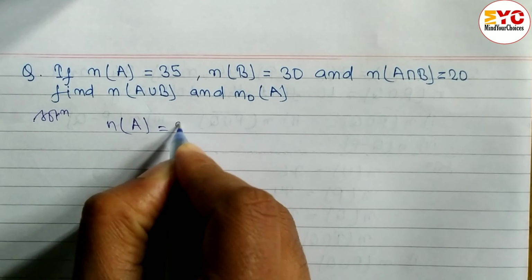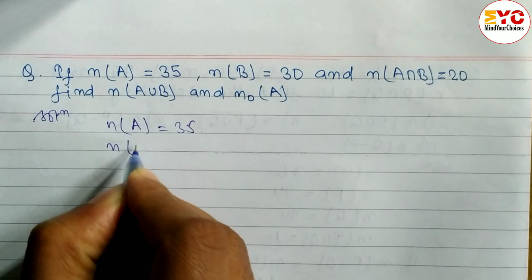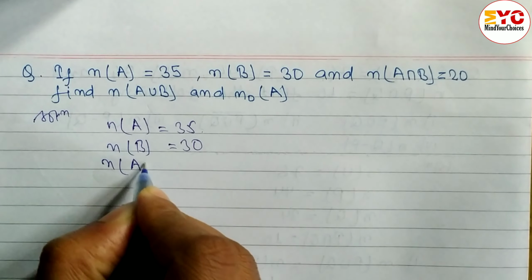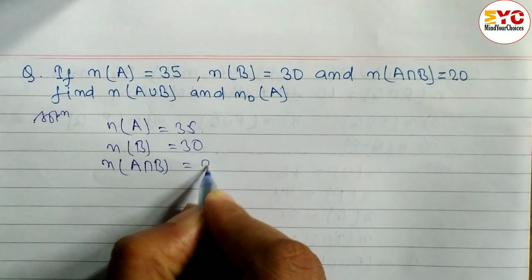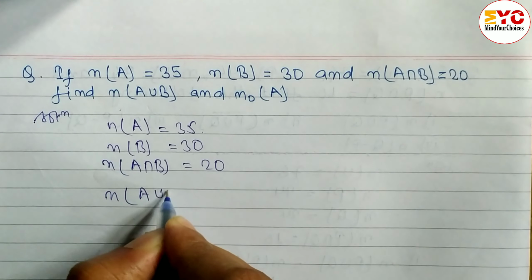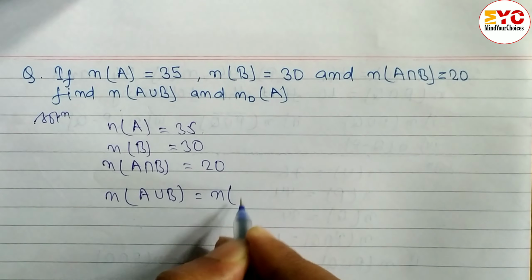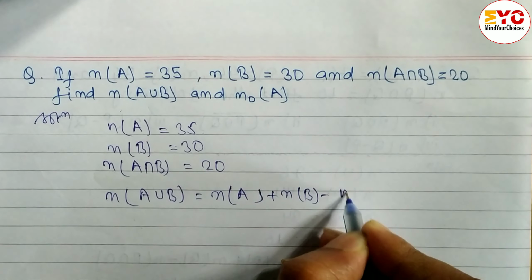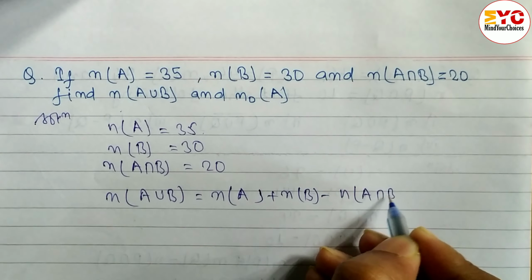n(A) is equal to 35. Similarly, n(B) is equal to 30. Similarly, n(A intersection B) is equal to 20. Now what we have to find out? A union B. Let's find out A union B by using the formula. What is the formula? n(A) plus n(B) minus n(A intersection B).